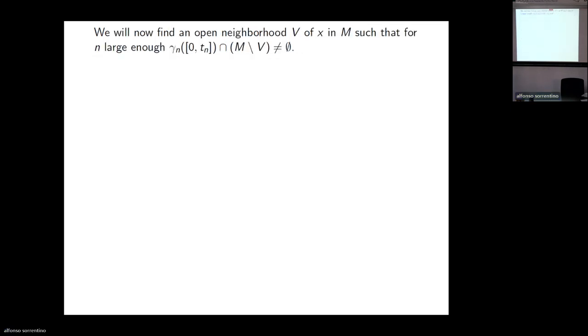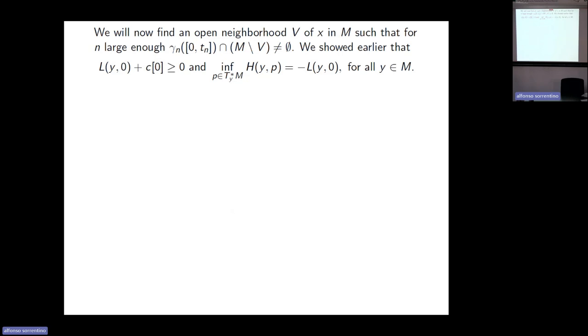Now, I'm going to show you that there is an open neighborhood V of x such that for n large enough, the image of the curve gamma_n intersects the complement of V. So the curve cannot stay arbitrarily close to x. They will have some point leaving a fixed neighborhood of x.